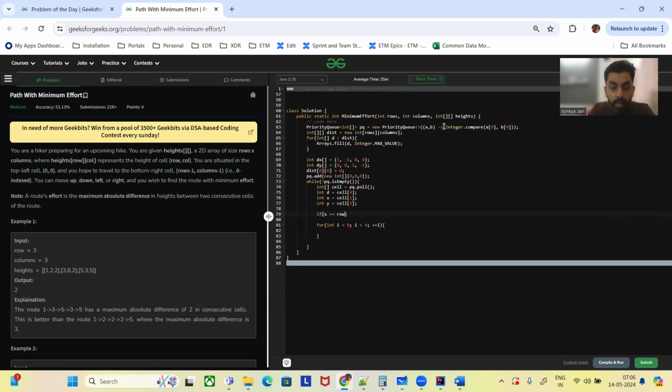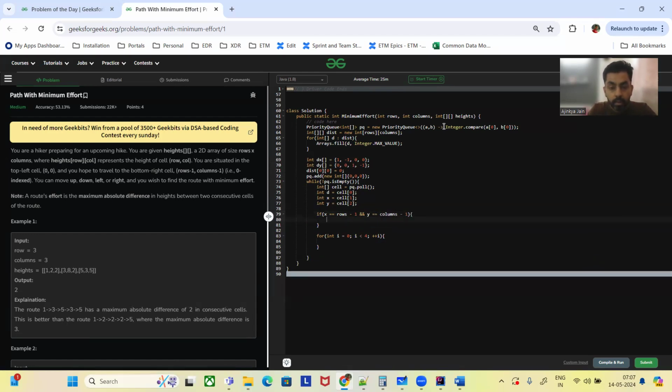So bottom right: x equal to rows - 1, and then y equal to columns - 1. So what we're going to do, we're going to return the answer D. Now let's move ahead if it is not the bottom right.